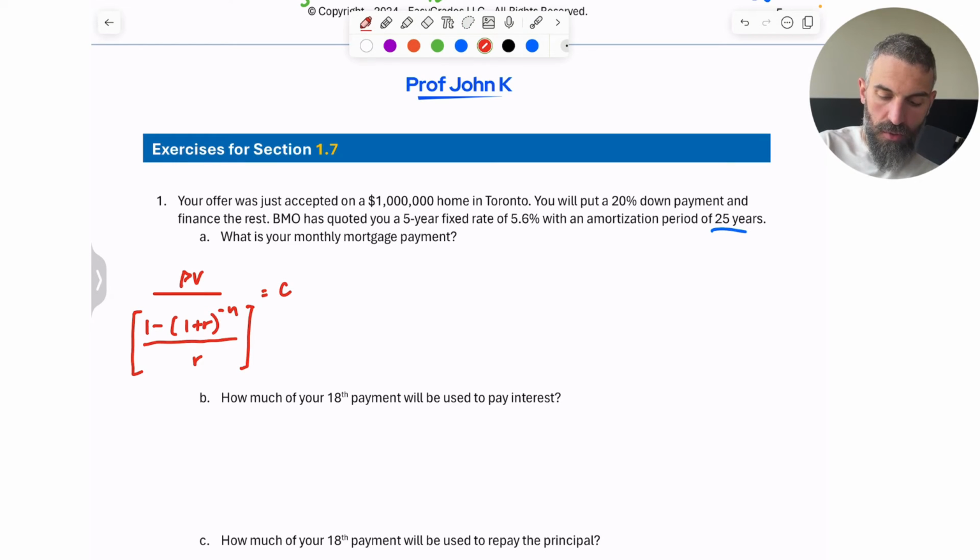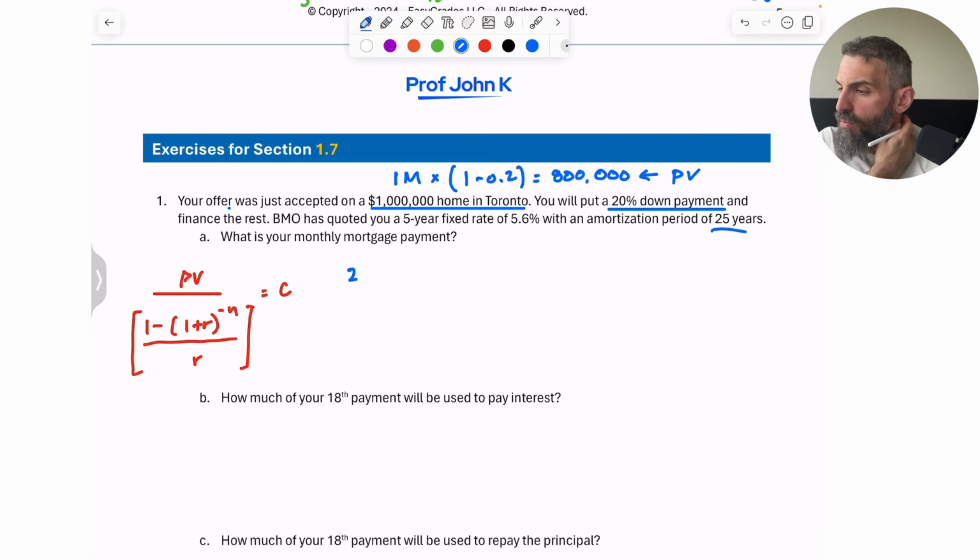Okay, so let's run through this question. Your offer was just accepted on a $1 million home in Toronto. You will put down a 20% down payment. So now what this means is you're not actually borrowing the full $1 million. The home was $1 million. You put down a 20% deposit, so you're actually going to borrow the remaining 80%. So your loan is actually $800,000. And the loan is the present value, right? When dealing with these questions, your loan is the present value. So the present value is $800,000, divided by.